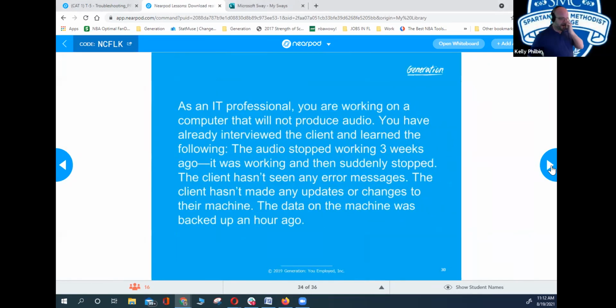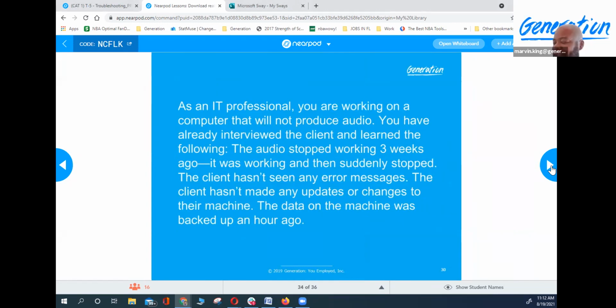All right, I'm going to start this off as a quick scenario. As an IT professional, you're working on a computer that will not produce audio. We just had that, right? You have already interviewed the client and learned the following: the audio stopped about 3 weeks ago, it was working and then suddenly stopped. The client hasn't seen any error messages. The client hasn't made any updates or changes to their machine. The data on the machine was backed up an hour ago. How do we proceed with this information?